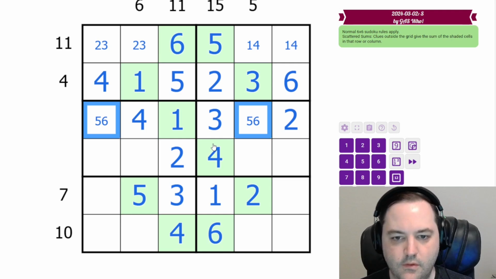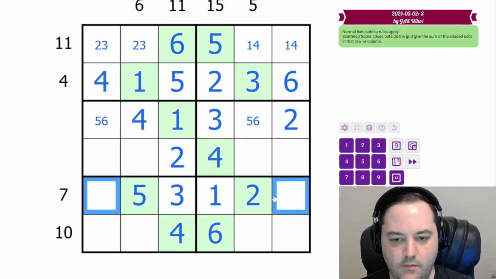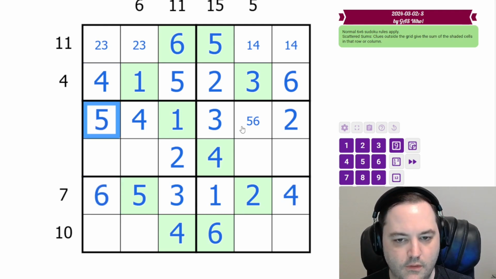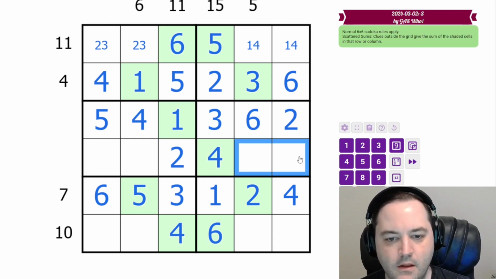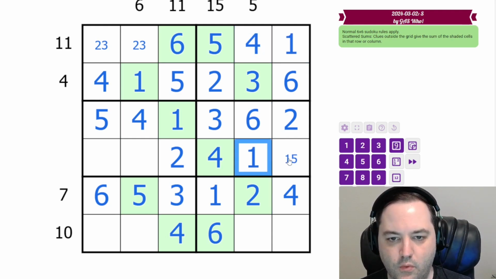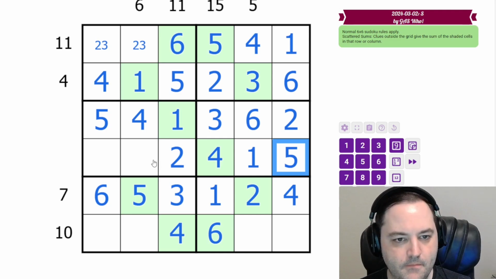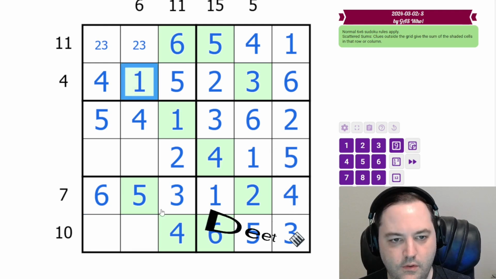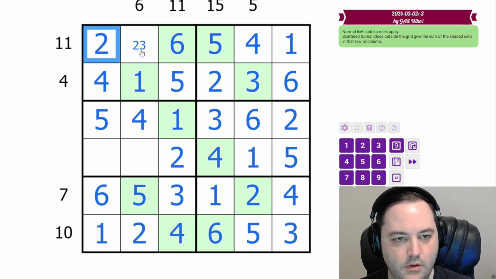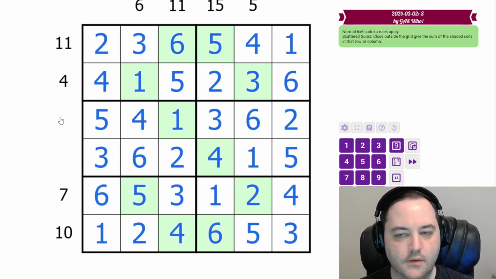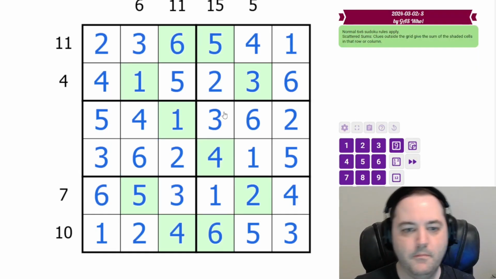5 and 6 in these 2 cells. We need 4 and 6 in this row. Now that we have this 4, 6, 4, 6, 5, and 6. These are 1, 5. The 4 here, though, tells us 1, 4, 1, 5. Here we need 3 and 5. Here we need 1 and 2. And we've got 1 here. So 2, 1, 2, 3, 3, 6. That's the solution for S.